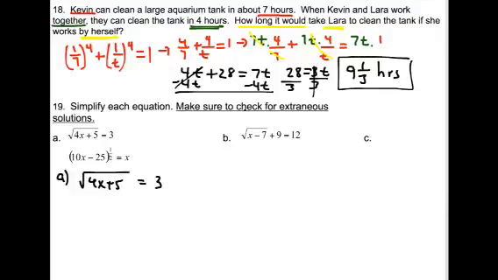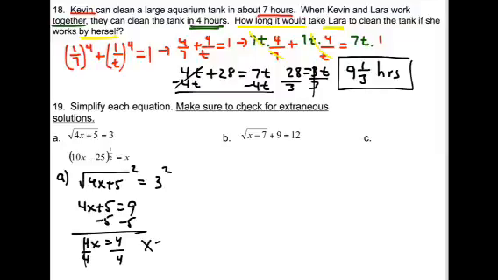For A, we're going to square both sides to get rid of the square root. So I get 4x plus 5 equals 9. I'm going to subtract 5. So 4x equals 4. And then divide by 4. X equals 1.